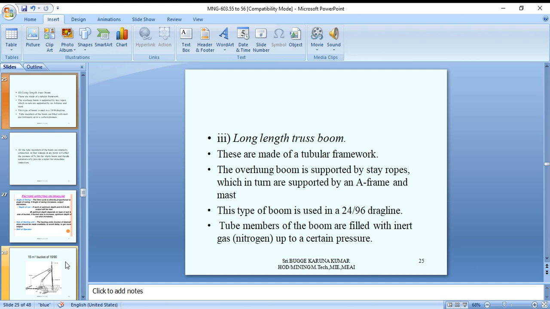Tube members of the boom are filled with an inert gas, nitrogen, up to a certain pressure, so that a pure boom, rather than cast iron, is the cause of the imbalance. The hollow portion is filled with pressurized nitrogen gas.